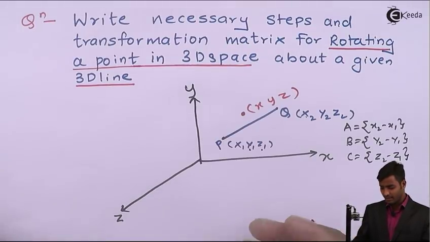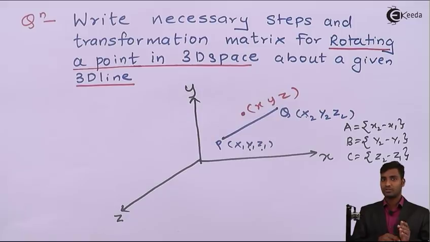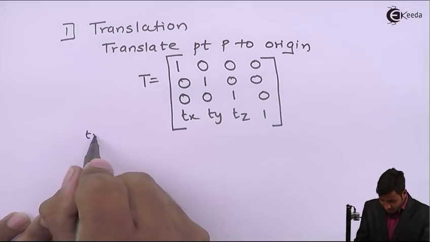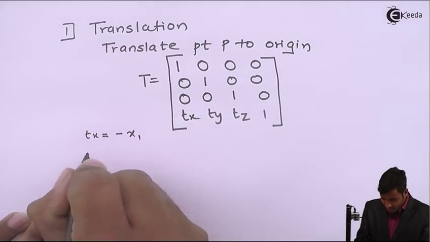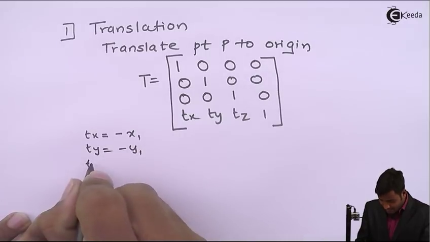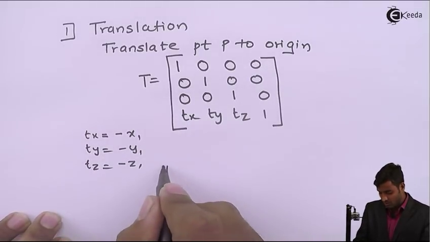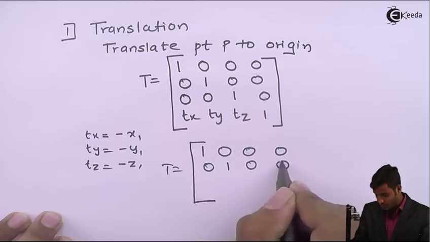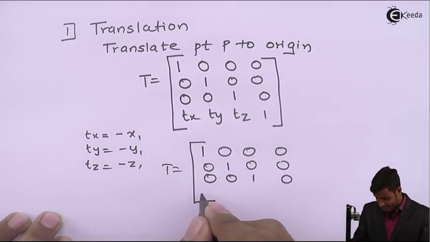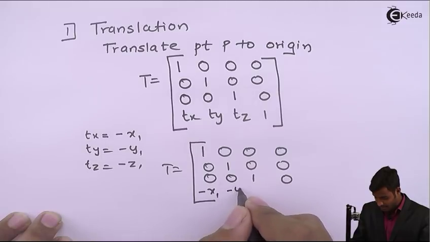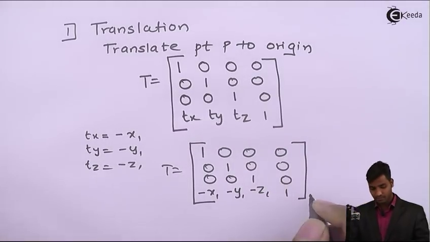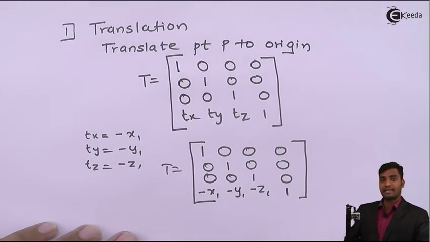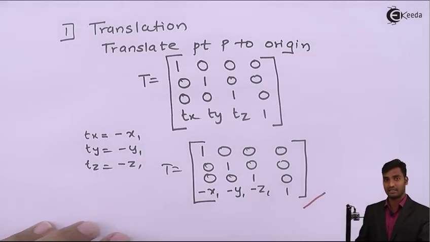Since we are moving from right to left, the sign convention will be negative. So Tx will be minus x1, Ty will be minus y1 and Tz will be minus z1. So T will become 1 0 0 0, 0 1 0 0, 0 0 1 0, with Tx as minus x1, Ty as minus y1, Tz as minus z1, and 1. So this is the matrix which we received after performing translation.